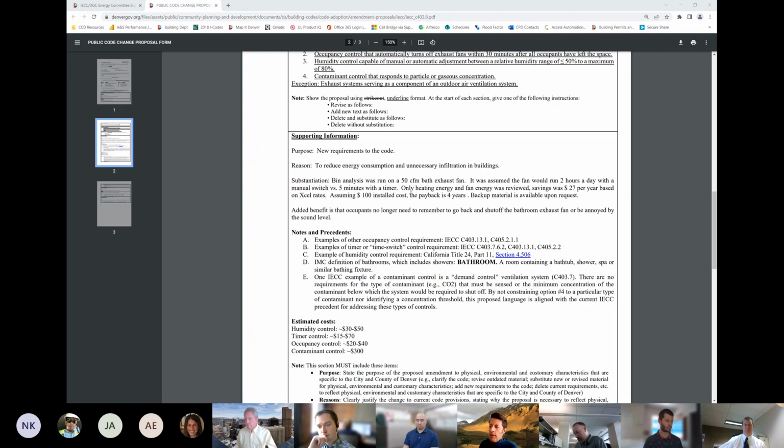Again, if you had a humidity control, you're talking $30 to $50. The energy analysis we did was $27 a year in energy savings. And it's more expensive. So I don't know that, most likely 90% of the systems that go in are going to have the $15 switch.